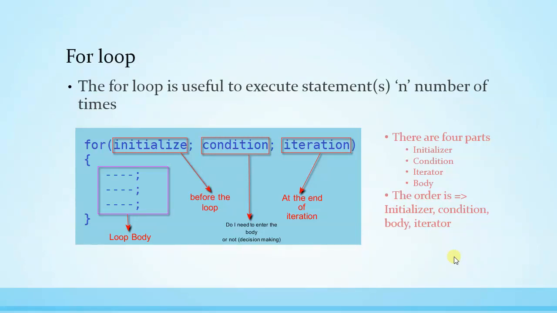For the second time, we will not execute the initialize. We will evaluate the condition, then we will execute the loop body. After that, we will go to iteration, then we will evaluate the condition, go to loop body, iteration, condition, loop body, iteration, condition, loop body. That's how the loop goes until the condition returns false. Once the condition returns false, we will quit.